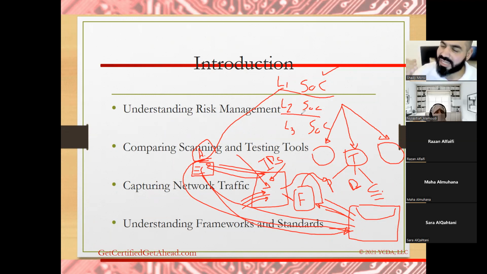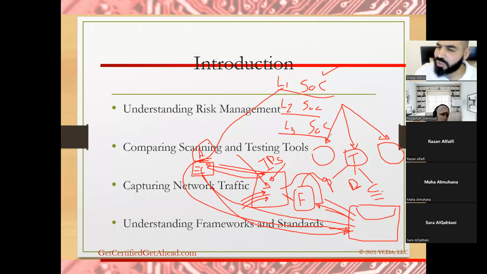We want this attack not to spread all over the network. We want to mitigate this attack. So they will isolate the system, they will try to eradicate the malicious activity, and they will try to recover the system to its original state. And that's why we call them layer 1, layer 2.